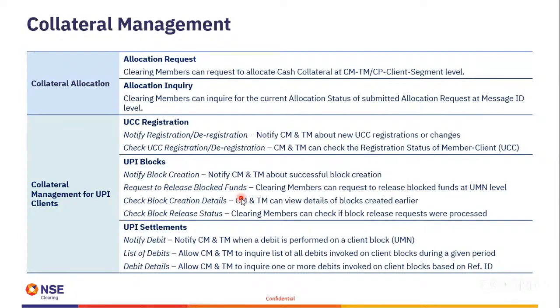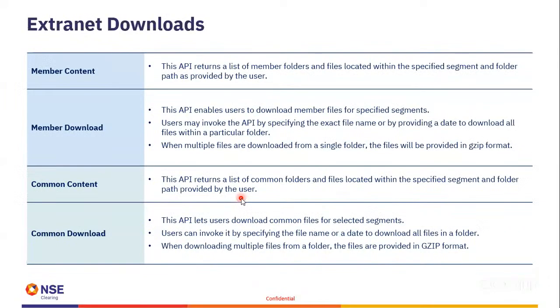As a part of the member portal, to get the files from the extranet, NCL has provided four types of API through which members can check the folders at the segment level, as well as download files from the given folder.